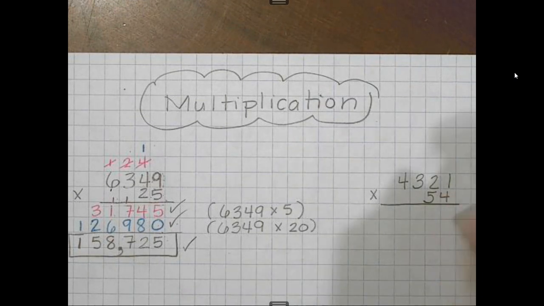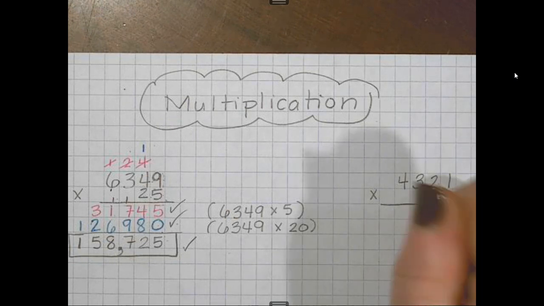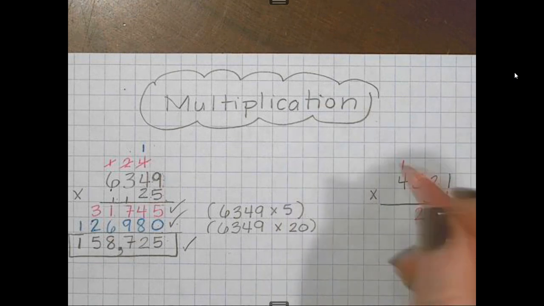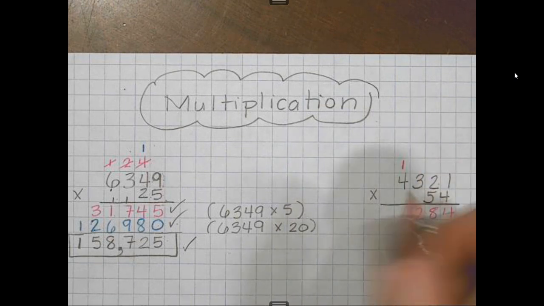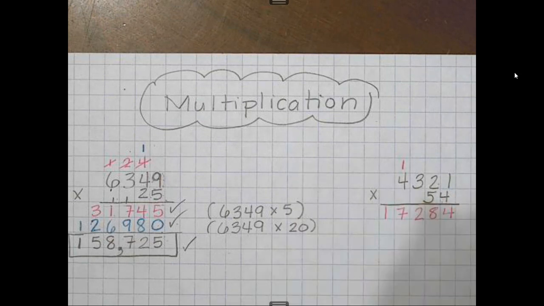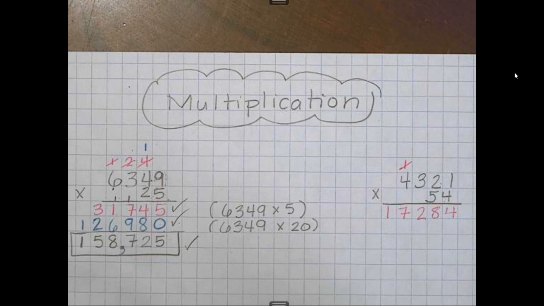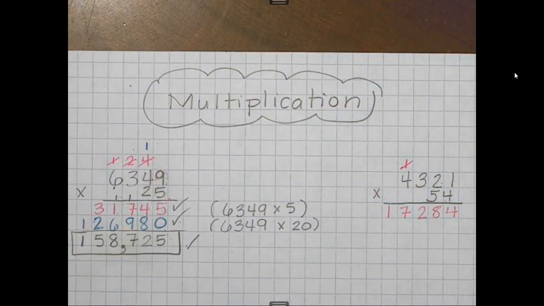So 4 times 1 is 4. 4 times 2 is 8. 4 times 3 is 12. Don't forget, we had to regroup. 4 times 4 is 16 plus 1, 17. All right, I'm going to cross out anything that I regroup so I don't accidentally use it again. And I am ready to multiply by the 50.